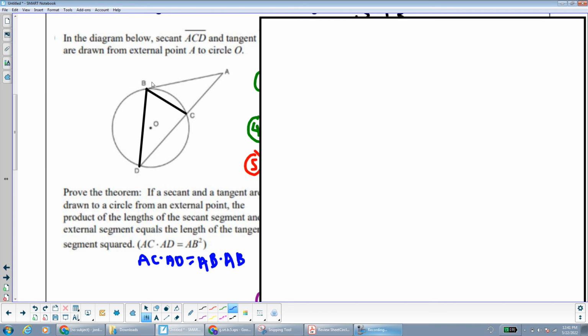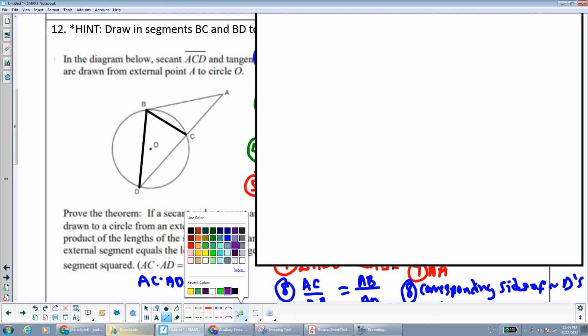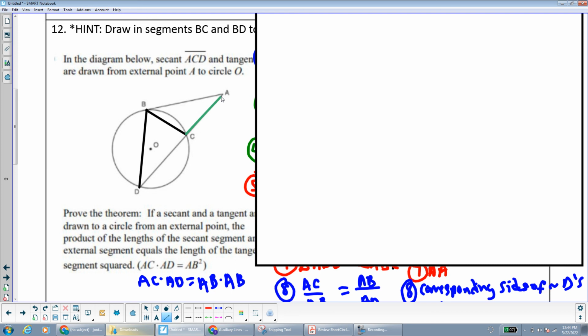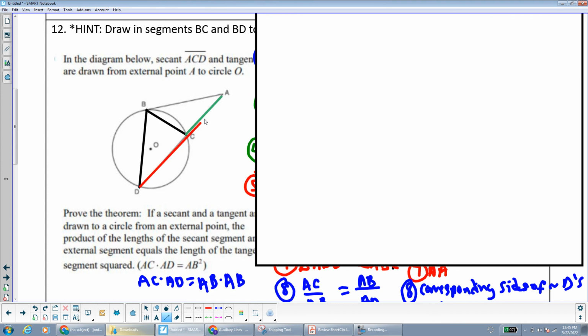Because now that I drew in segments BC and BD, like the hint told us to in the question, we need to figure out the 2 triangles that we're actually going to be proving similar. So I'm going to just outline the parts of the product here so we can see which triangles we are proving similar. So AC, that is right over here. And next we have AD. So AD is actually this whole line segment. So that's coming from the big triangle. As you can see here, if I outline AD, that's coming from the big triangle.